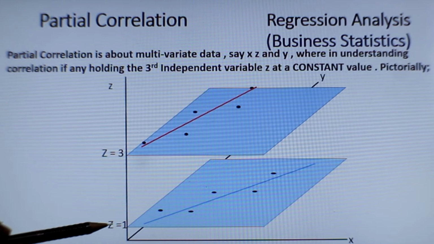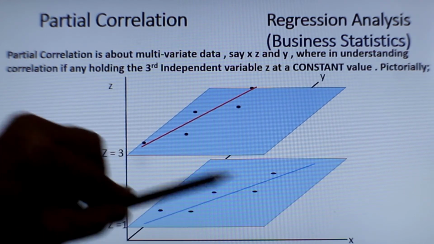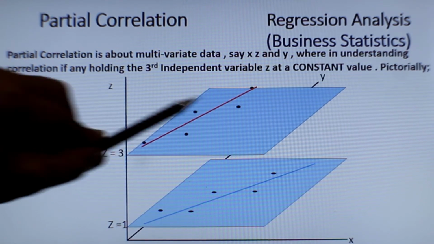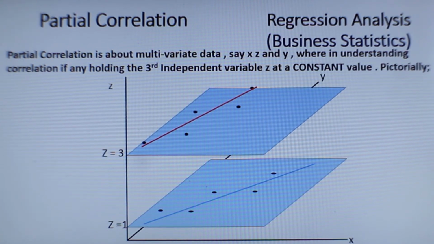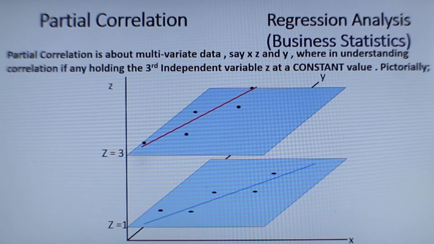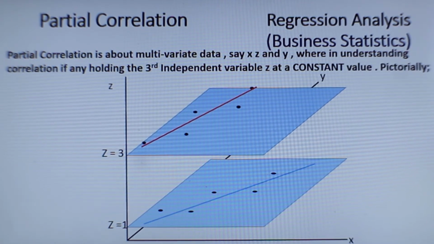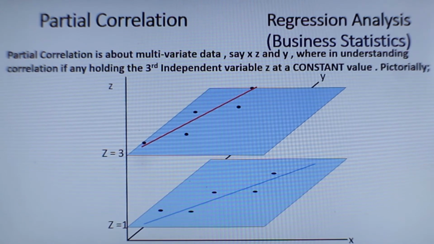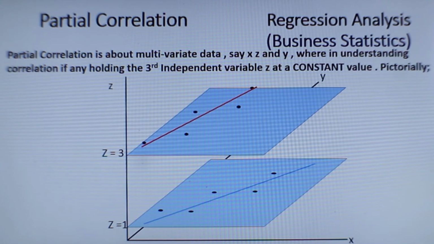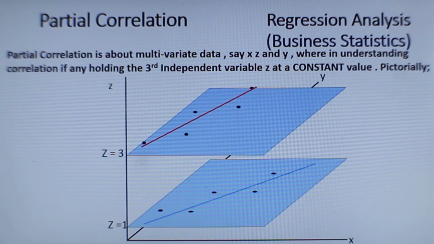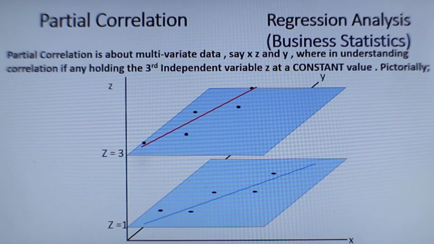You can see that at the z1 value, the regression line is somewhat flatter, and here the regression line is somewhat steeper. Now, this is how you need to understand that when you evaluate partial correlation, you hold one variable at a particular level and try to analyze the data between the dependent and the other independent variable. So that will give us an idea in terms of what kind of decision one needs to take depending on different levels of the third independent variable.